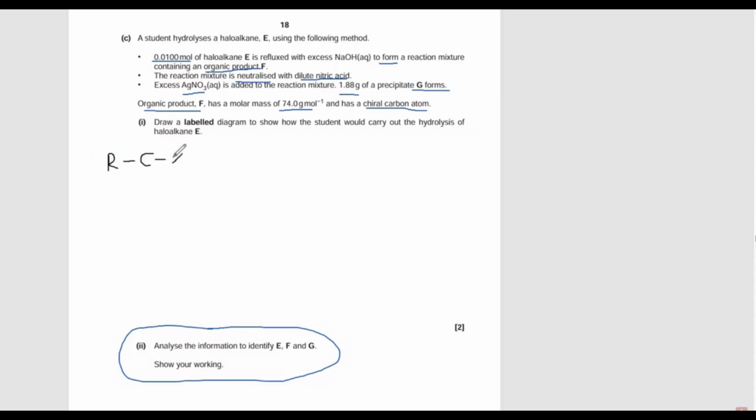That's probably the easiest one to work out. So anyway, I'm going to show you here. This is my haloalkane E. Now, I put R groups around it. I don't know, they could be hydrogen, they could be CH3, they could be C2. Whatever. They could be any sort of things, those R groups.